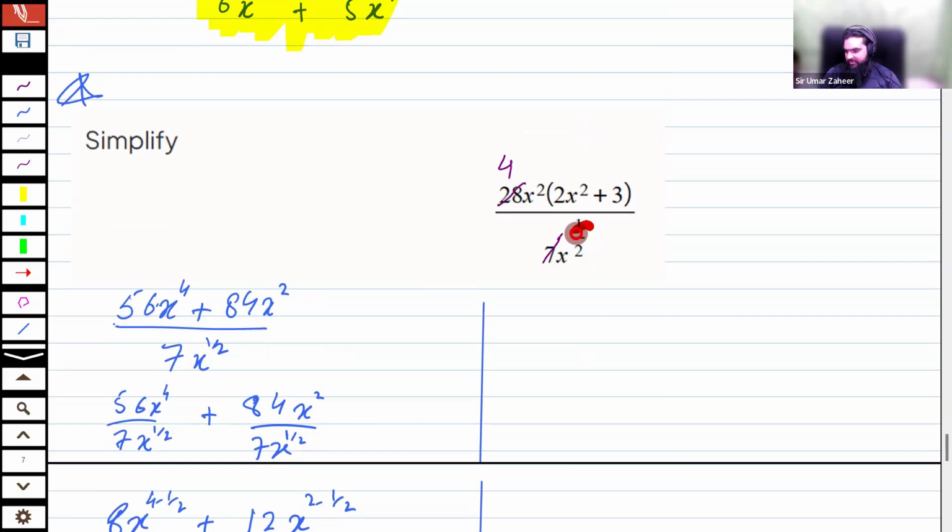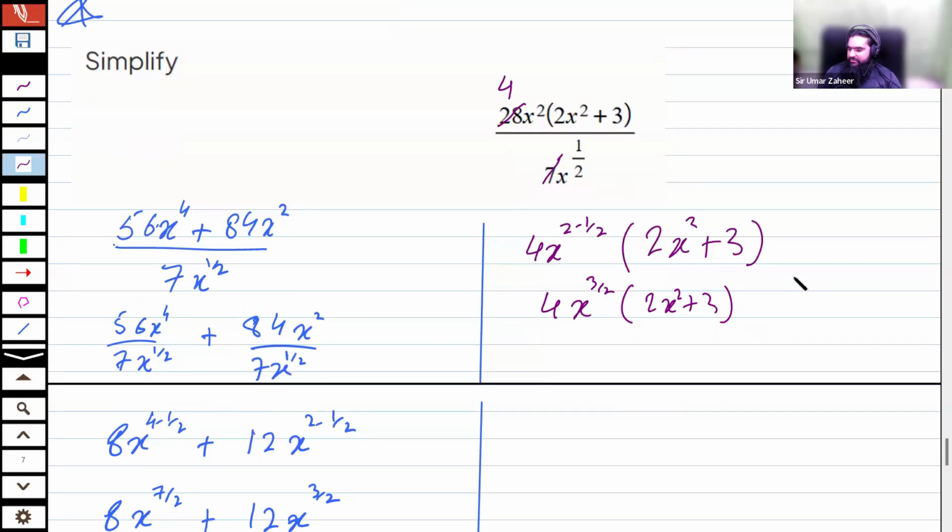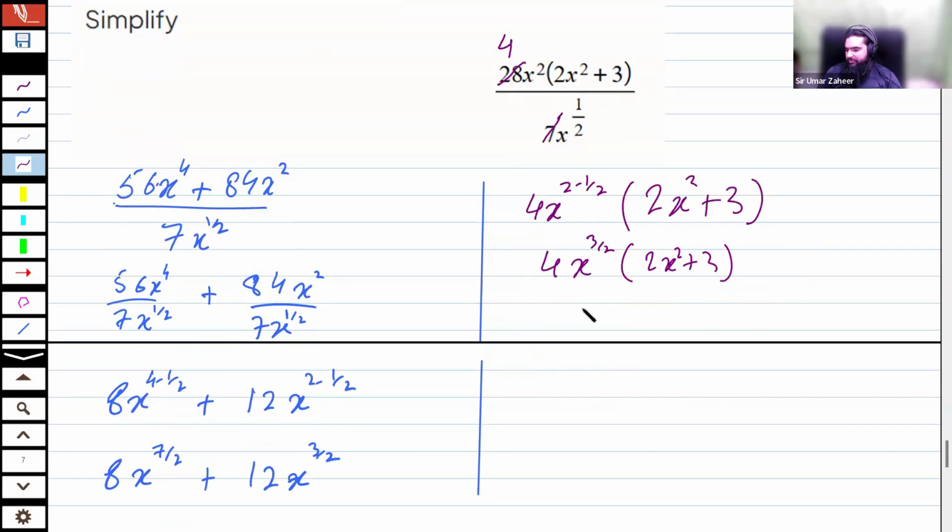All right. They are dividing, so we can write it as 2 minus 1 by 2, and it will be 2x squared plus 3. So I'm going to get 3 over 2 into 2x squared plus 3. Now simply multiply them. 4 times 2 is 8. Bases are the same, so 3 over 2 plus 2 will be 7 over 2.